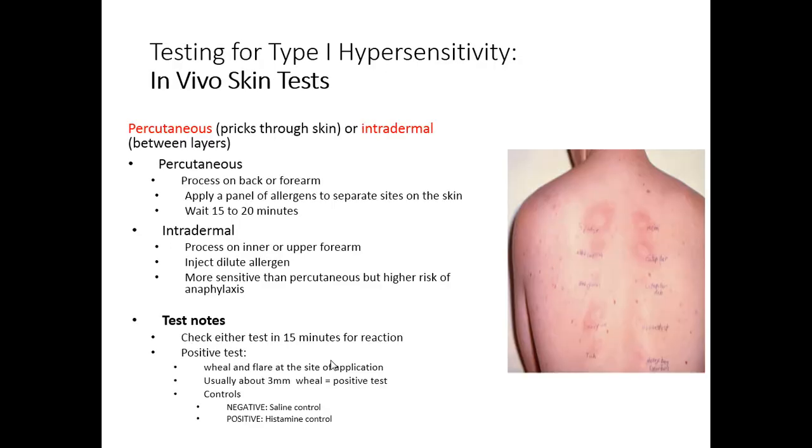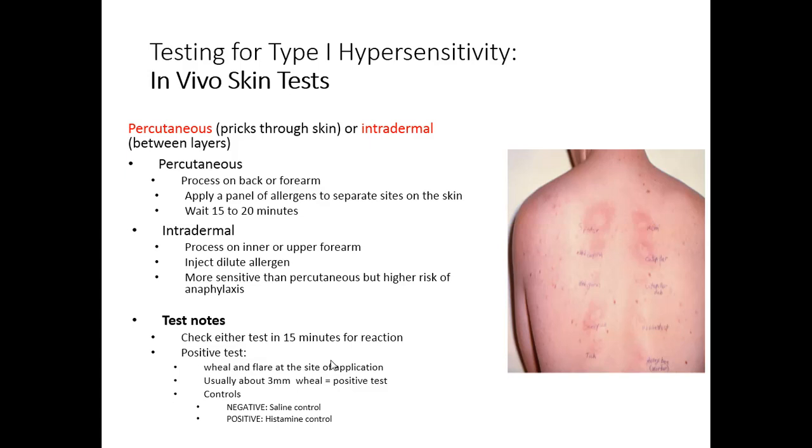There are a couple of ways we can test for hypersensitivity reactions, either in vivo or in vitro. There's a couple of them for each, so let's go through each. The in vivo skin tests, I think you're probably all familiar with. There's either percutaneous, which are little pricks through the skin, or intradermal. If you've ever had a TB test, which I know you have, that's an intradermal, between the layers kind of a test.